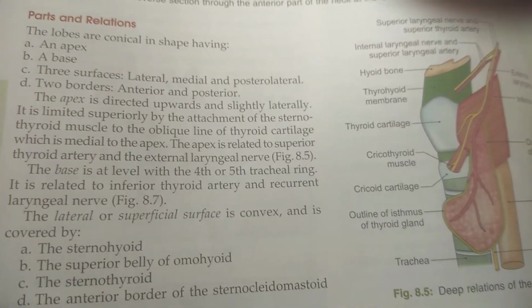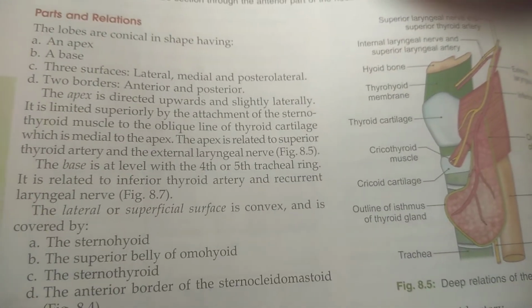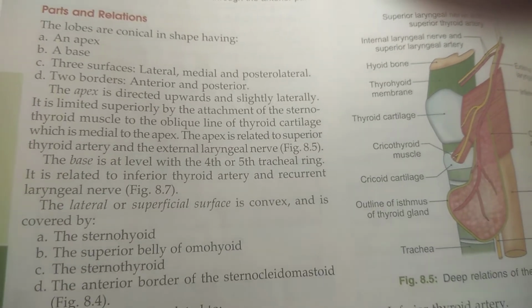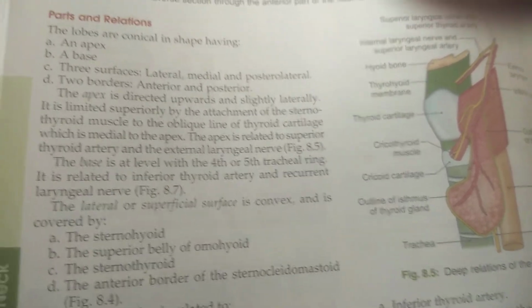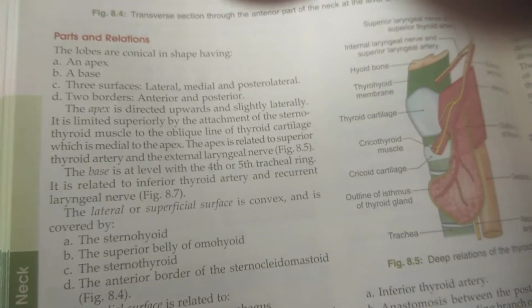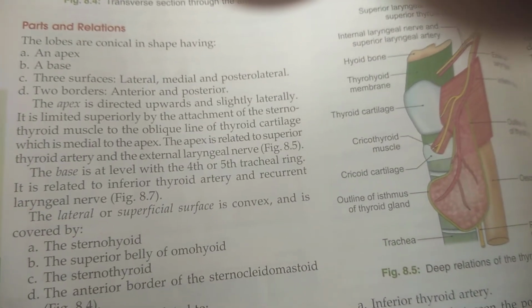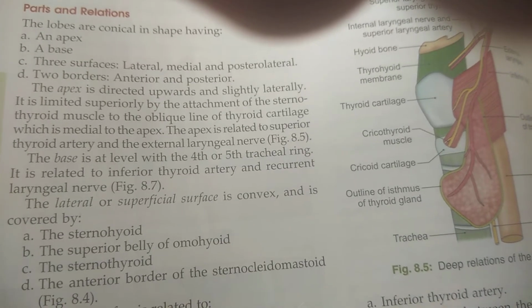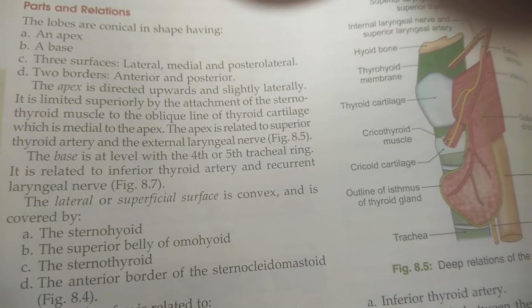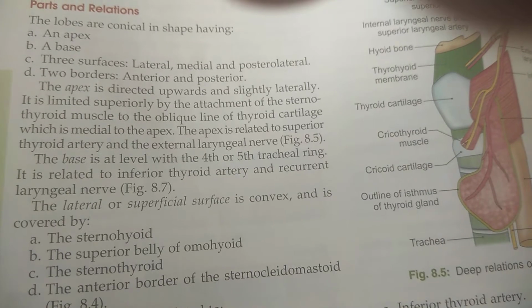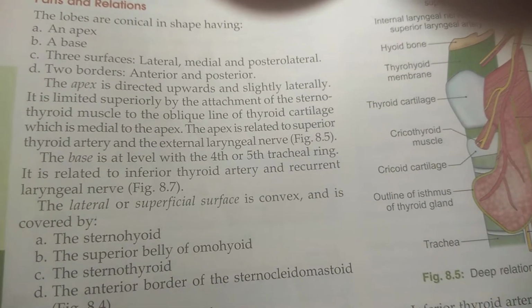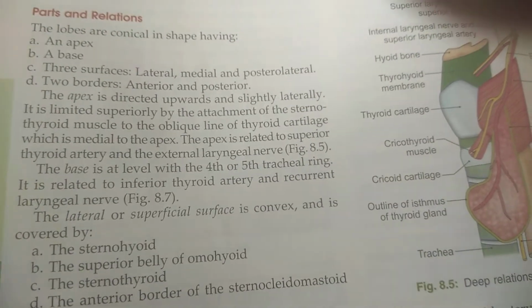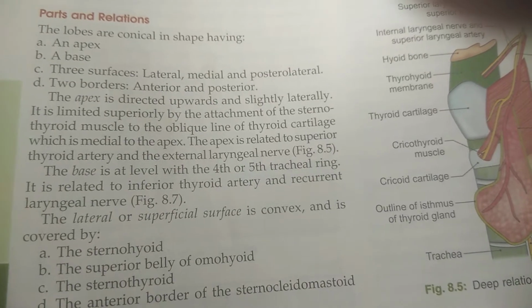So basically we already know that the thyroid gland consists of two lobes which are joined together by the isthmus. The lobes are conical in shape, having an apex, a base, three surfaces, and two borders. What are the three surfaces? Lateral, medial, and posterolateral. And there are two borders, that is anterior border and posterior border.